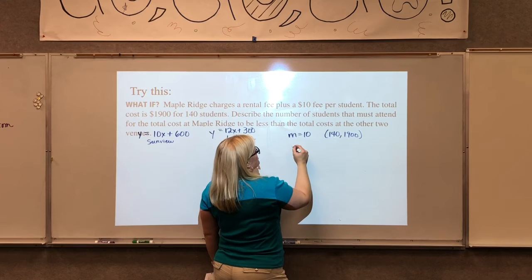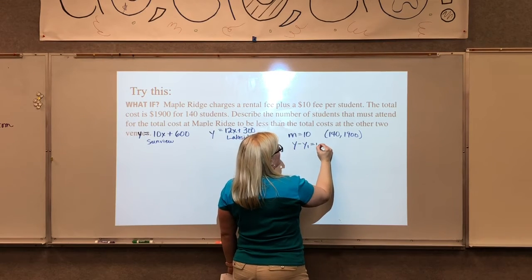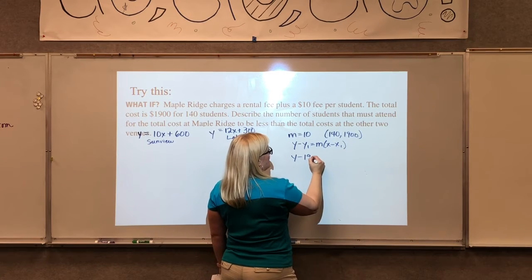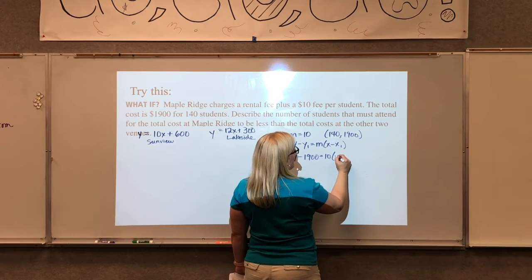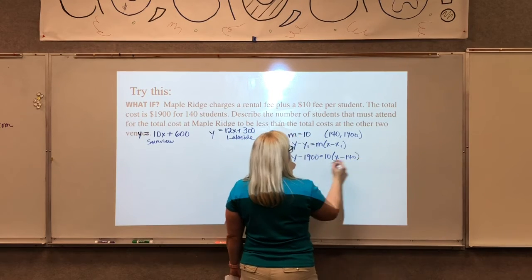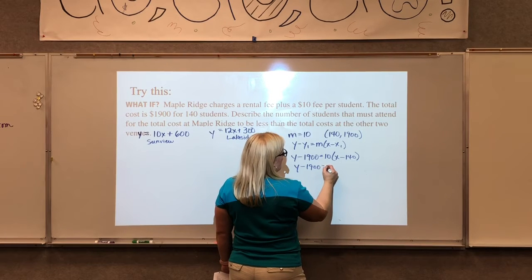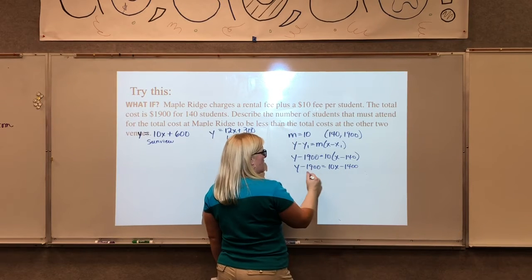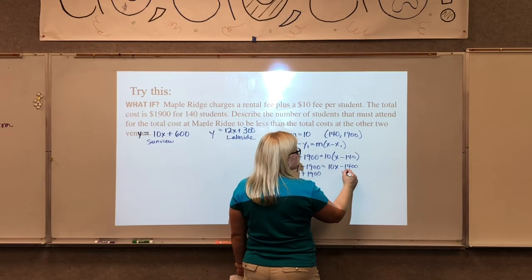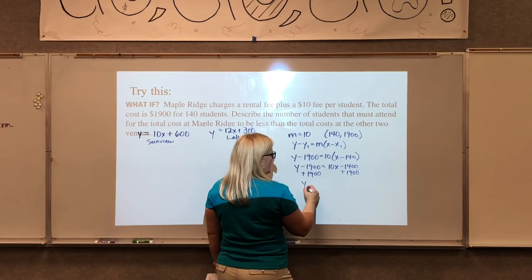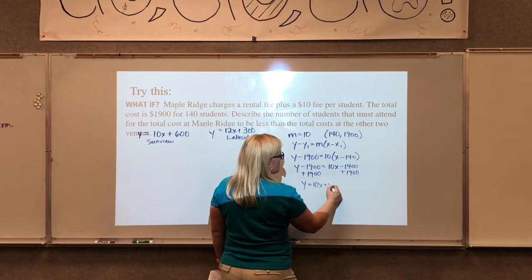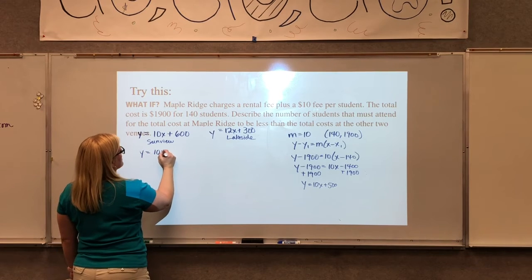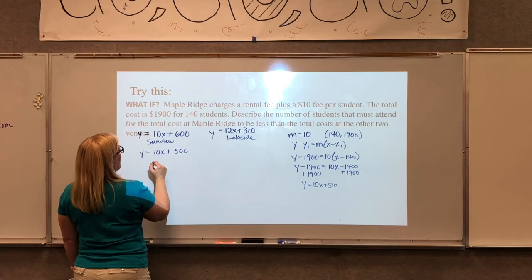All right. So y minus y1 equals m times x minus x1. So y minus 1900 equals 10 times x minus 140. I distribute that 10, and I get 10x minus 1400. I'm going to add 1900 to both sides. y equals 10x plus 500. All right, I'm going to write it under here. y equals 10x plus 500. That is at Maple Ridge.